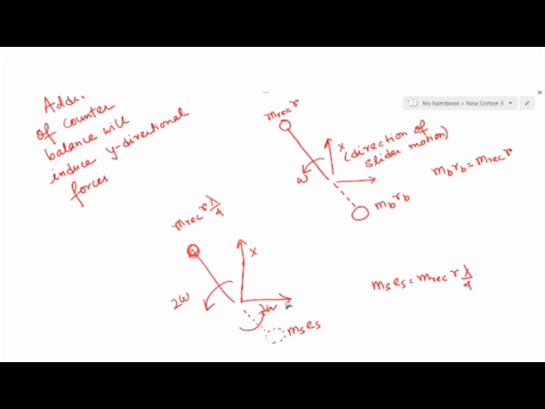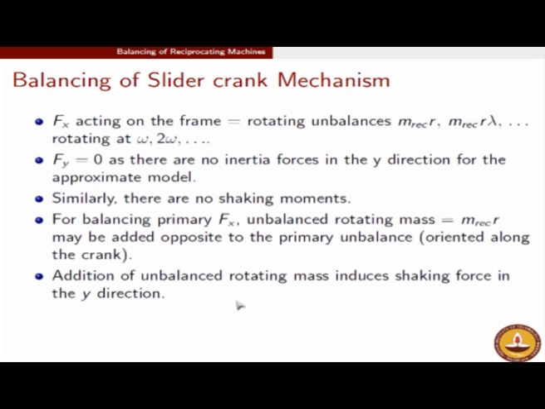So actually what is done in industrial application is that you will not do any of these. For balancing the primary, what is to be done is we put an unbalanced rotating mass which is MREC R, opposite to the primary unbalance, and the primary unbalance you know is oriented along the crank. So just opposite to the direction of the crank you put the counter mass, that will help you get rid of Fx. But then the addition of this unbalanced rotating mass will induce shaking force in the y direction, which is definitely not desirable.